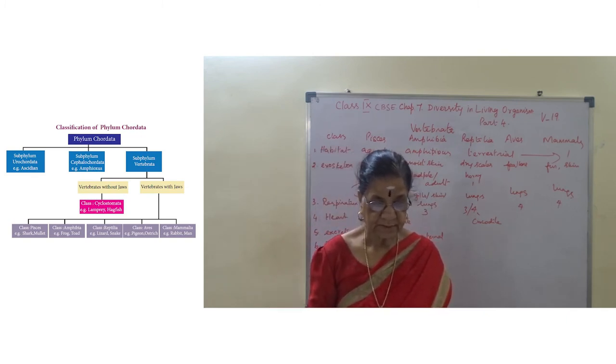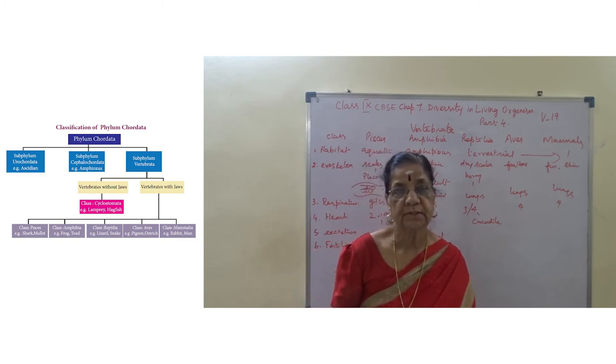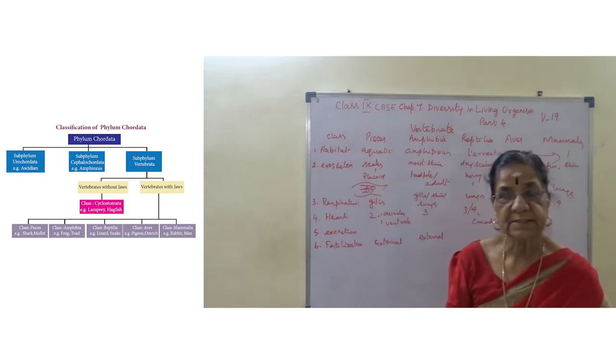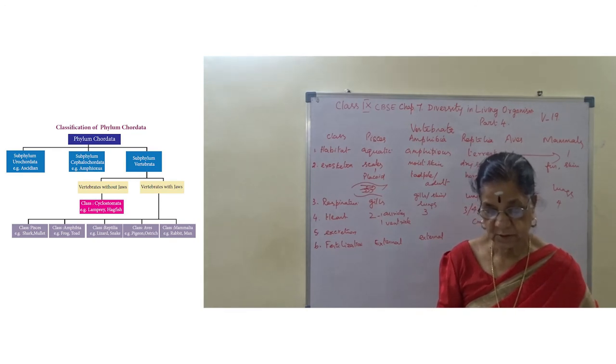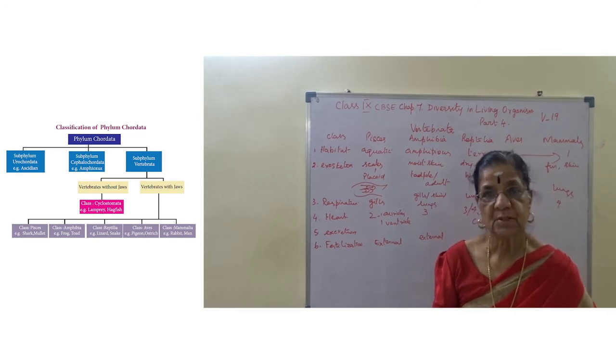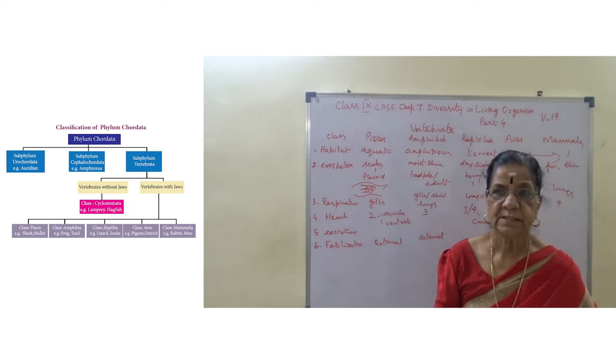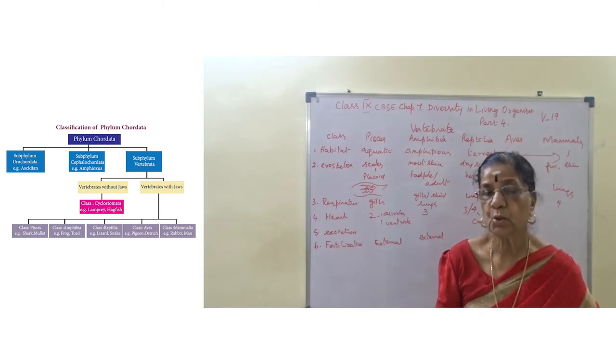They lay eggs with a tough covering and do not need to lay eggs in water. They are oviparous, but they lay eggs on land. Snake, turtle, lizard and crocodile are examples of Reptilia. A common example is the garden lizard.